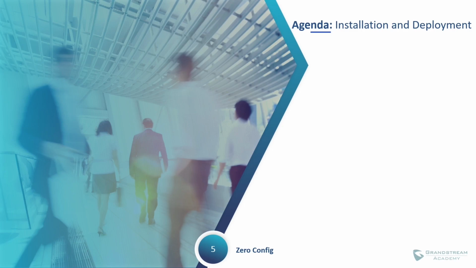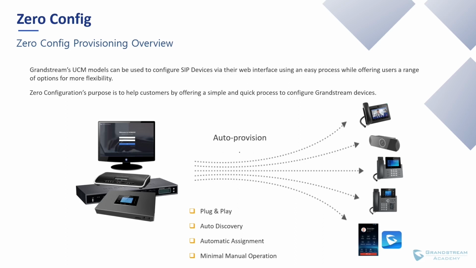All GrandStream SIP devices support a proprietary binary format configuration file and XML format configuration file. All the UCM models provide a plug-and-play mechanism to auto-provision the GrandStream SIP devices in a zero configuration manner by generating an XML config file and having the phone download the configuration file. To provision a phone, 3 steps are involved: discovery, assignment, and provisioning.